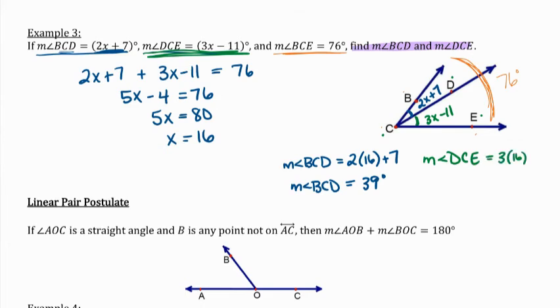We're going to plug in 16 for our x. So then the measure of angle DCE would be 76. Oops, did I do that right? DCE, I wrote it wrong on my paper. Sorry.